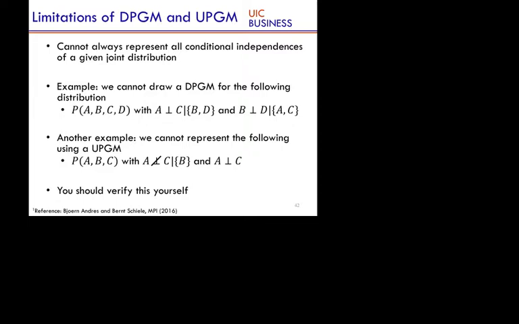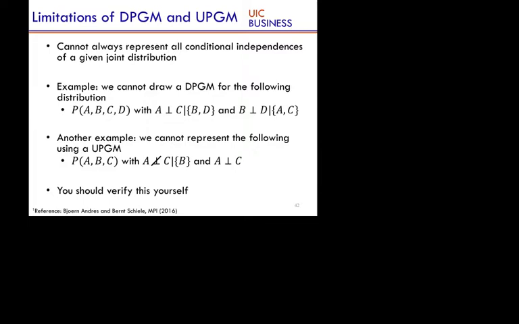But there are a few limitations. One of the key limitations is that you cannot represent all conditional independences of a given joint distribution using either of the models. For example, we cannot draw a directed probabilistic graphical model for this distribution, in the sense that, let's say we have a distribution with these conditional independence properties, then I cannot draw a directed probabilistic graphical model to represent these conditional independences.